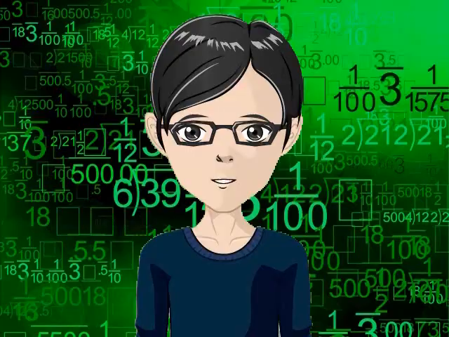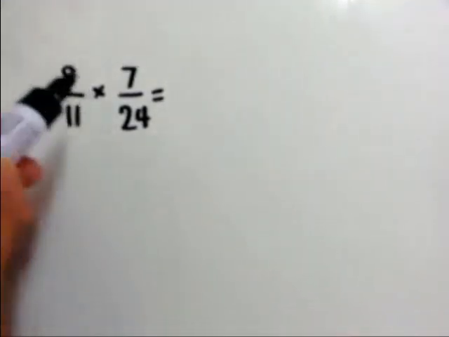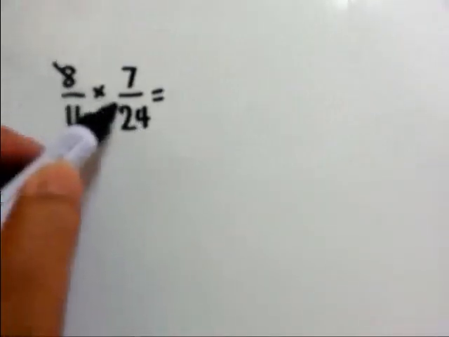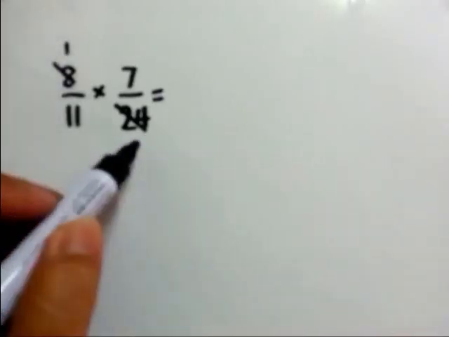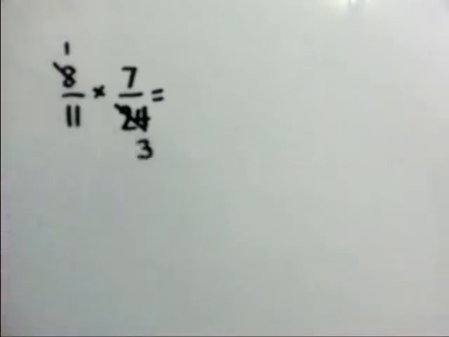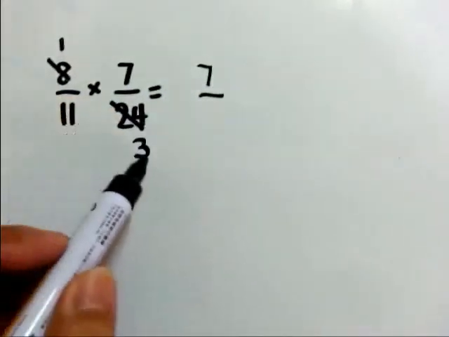Whoa. So, for example nga, we have 8 over 11 times 7 over 24. Magka-cancel tayo bago pa tayo mag-multiply. 8 and 24 can be divided by 8, and so we do it like this. 8 divided by 8 equals 1. 24 divided by 8 equals 3. Tapos, ika-cancel natin yung 8 saka yung 24. So, anong natira sa atin? We have 1 over 11 times 7 over 3. O, diba mas madali nang mag-multiply? 1 times 7 equals 7. 11 times 3 equals 33.